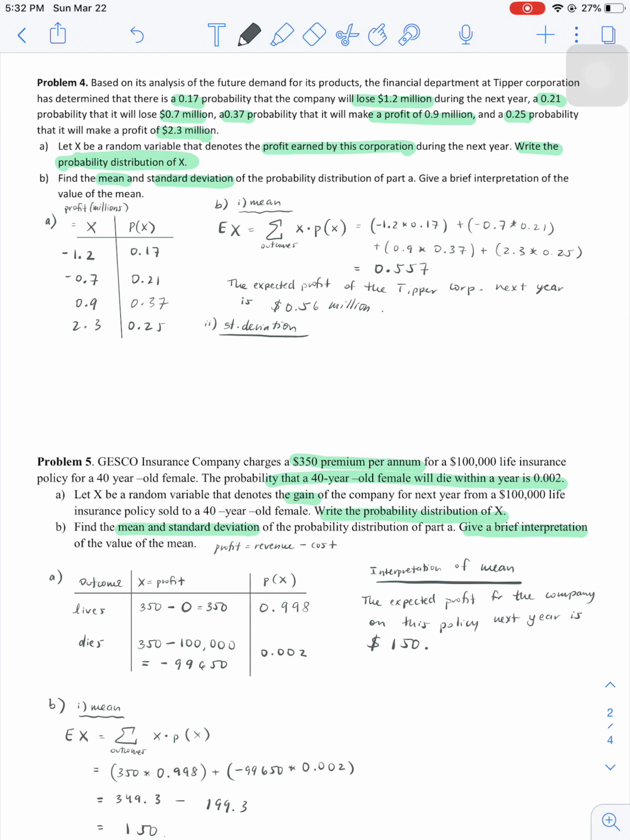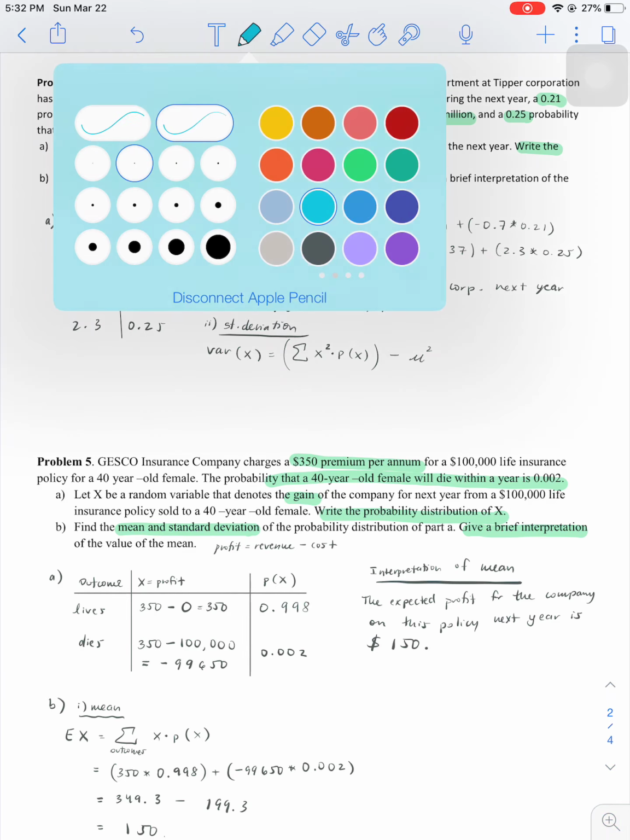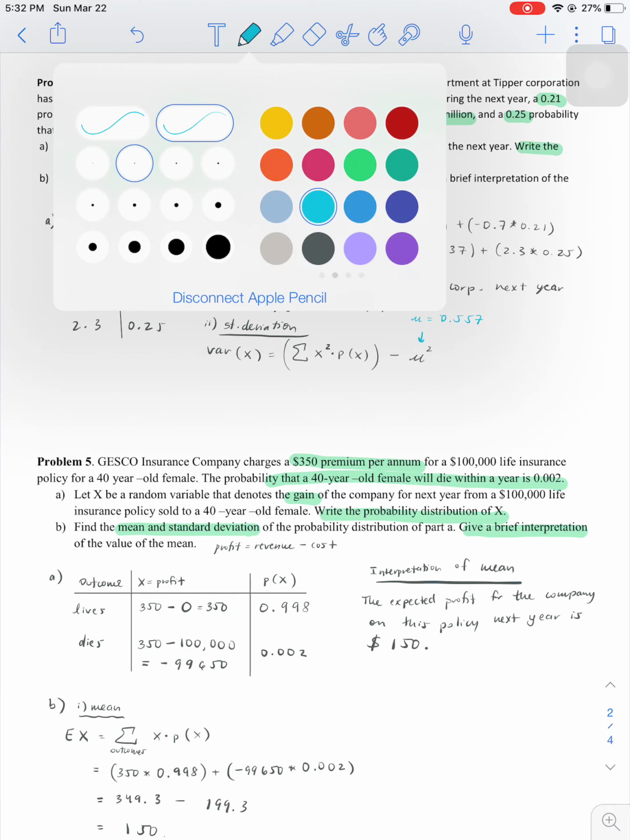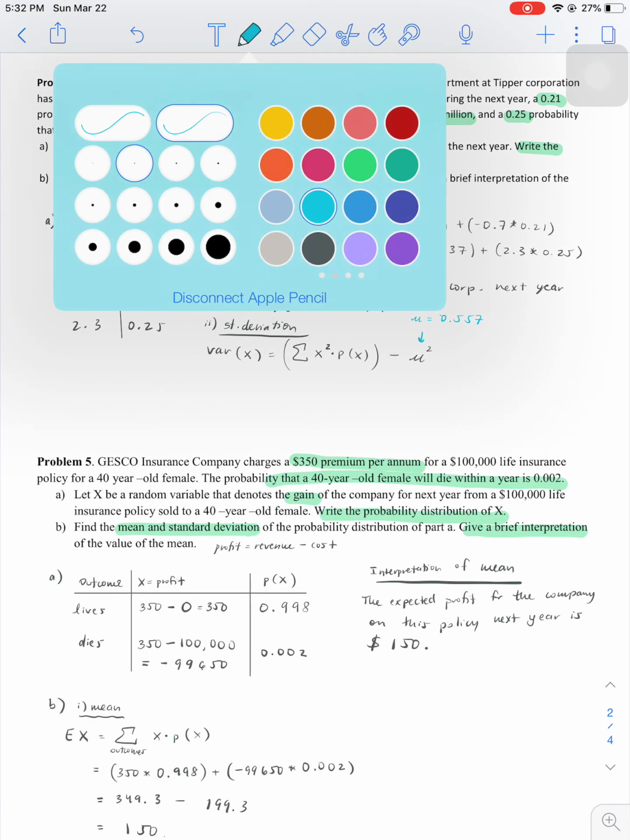Now, first I'm going to find the variance. Remember that the variance of a random variable is simply the sum of x squared times the probability of x minus the mean squared. That mean we'll call mu. Remember that we calculated the mean in part B, so we know that the mean is 0.557. So now we just need to calculate this first part right here.